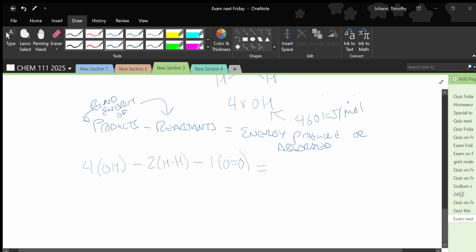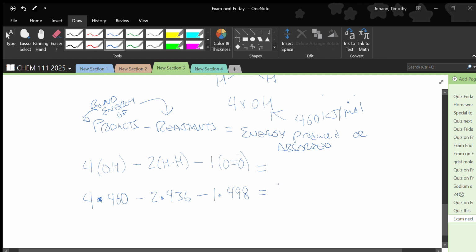So what was the energy of an O-H bond? I'm going to do these dots for multiplying. 460. Okay, and that's kilojoules per mole. What's the H-H energy? 436. Okay. And what's the oxygen energy? 498. And what did you guys get overall then?